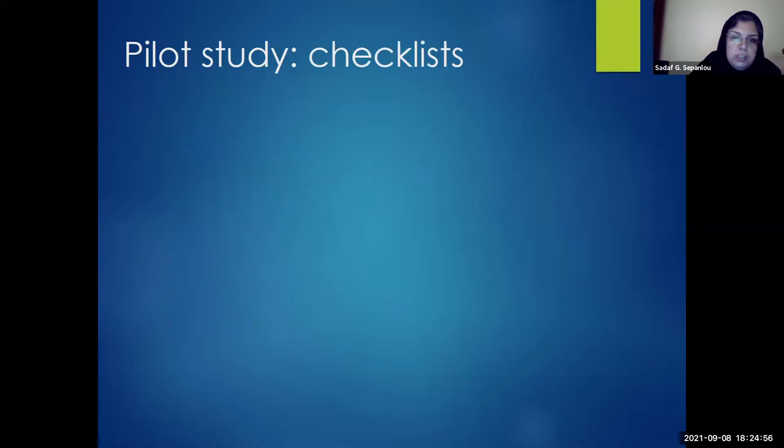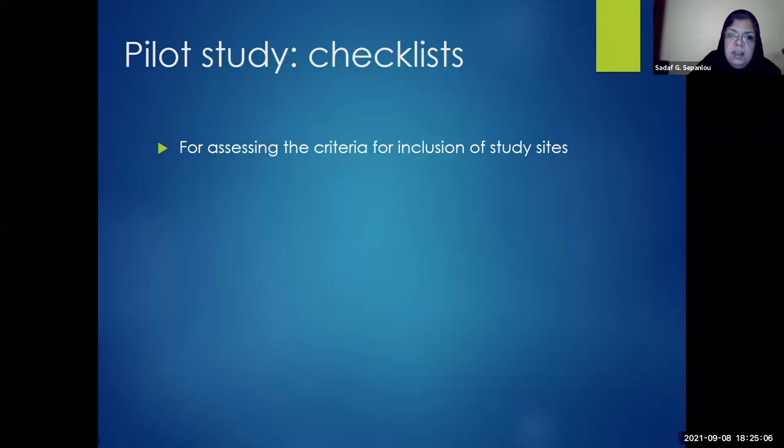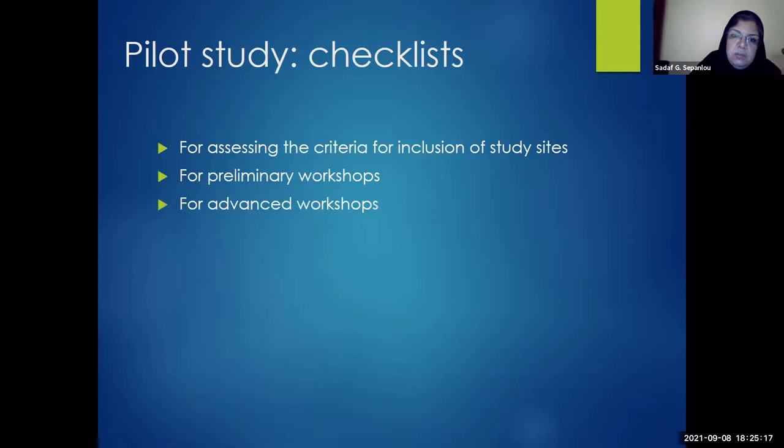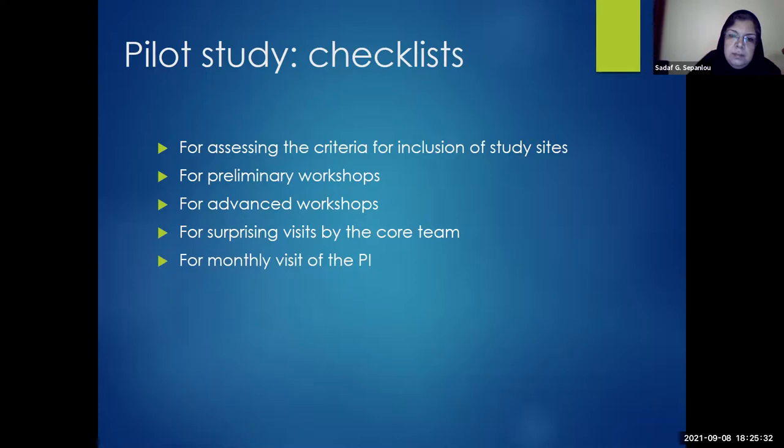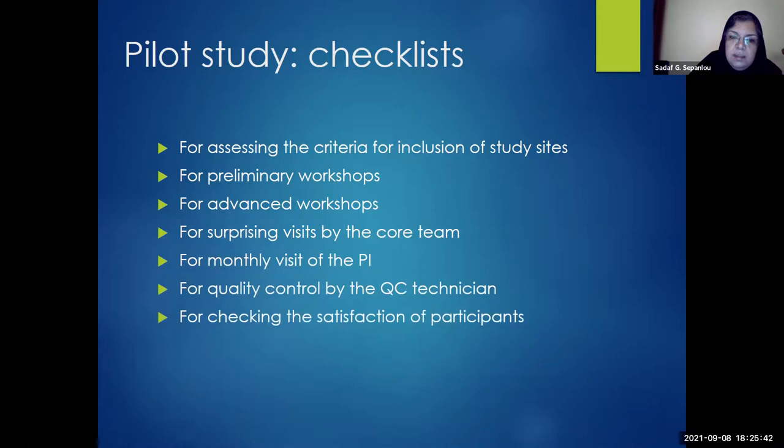We developed several checklists to ensure the quality of the data collecting and data storage processes: a checklist for assessing the criteria for inclusion of a study site, as mentioned before in my previous slides, and checklists for preliminary workshops, advanced workshops, and surprise visits by the core team. From time to time, the core team made surprise visits to the study sites to check if everything was going according to the protocols. The PI visited the sites monthly and filled out the checklist. The QC technician filled out the checklist for quality control.